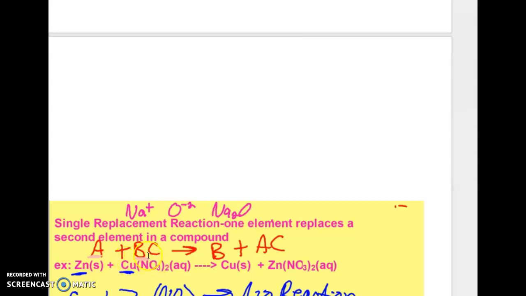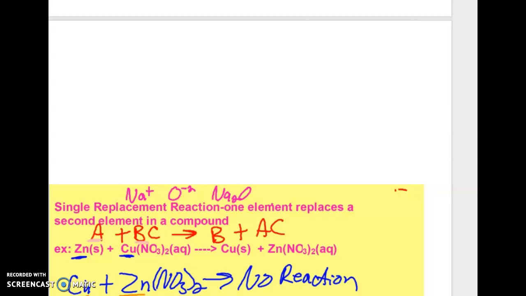This is in aqueous solution. So copper nitrate is in aqueous solution, dissolved in water. So this has to be in an aqueous solution in order for this to occur. And there's some other extenuating circumstances that we need to talk about here.